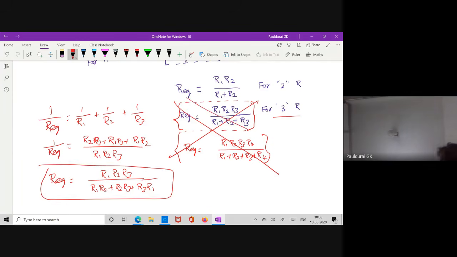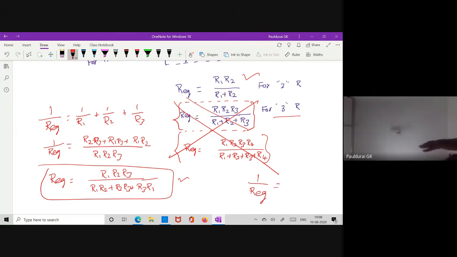Okay, not this one. Similarly for 4 resistance, but 4 resistance again வராது. You don't worry. Maximum போனா 3 resistance வரைக்கும் போகலாம். So இந்த formula நான் வச்சுக்க for 3 resistance. For 2 resistance, this formula. Otherwise, always remember the concept 1 by R equivalent. This is the best practice.